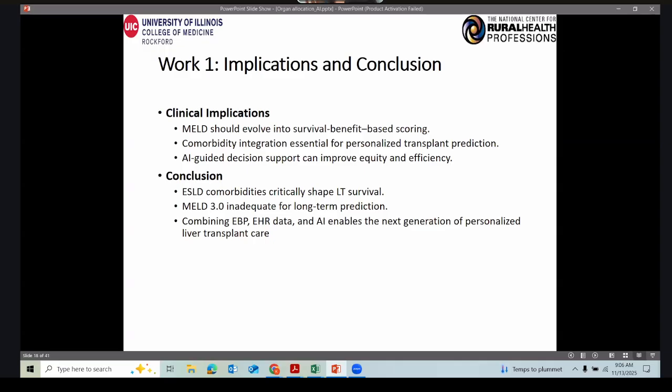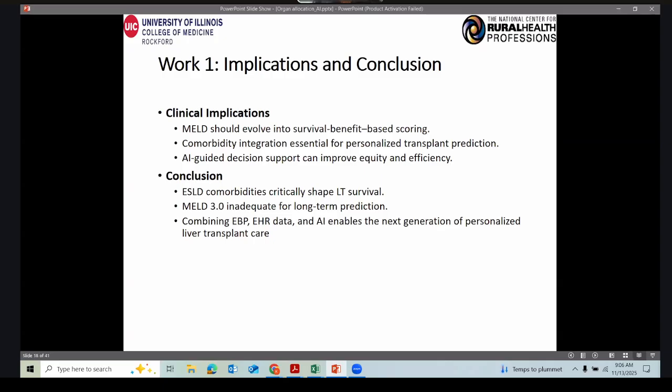One of the key takeaways is that the MELD score, while very useful for ranking urgency, needs to evolve into a survival benefit-based score system. Right now, the MELD primarily focuses on short-term mortality risk, who is most likely to die without transplantation. But what we really need is a system that balances both urgency and long-term survival benefit. In other words, who is most likely to live the longest and healthiest life after receiving a transplantation.